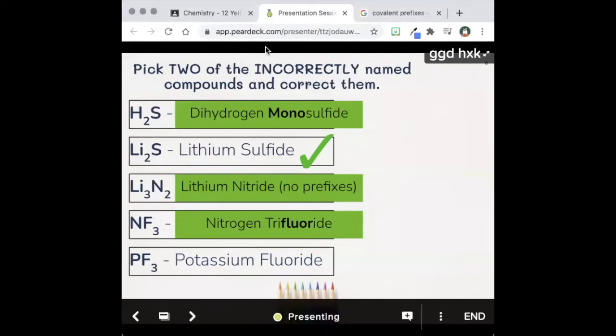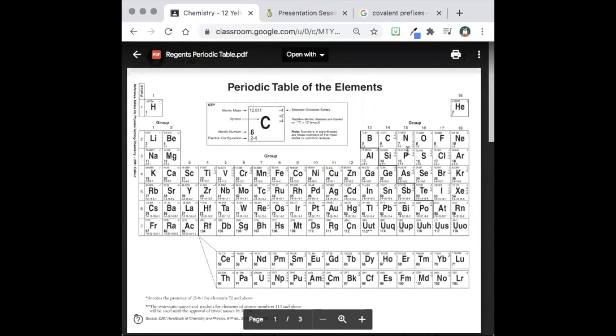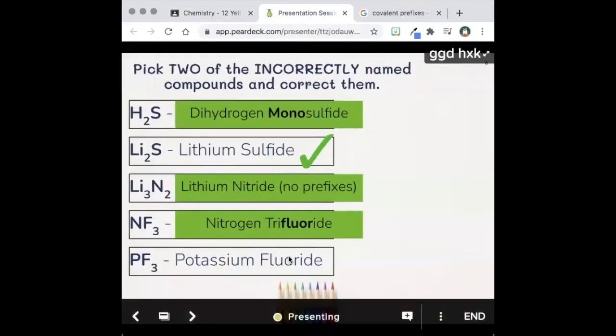And then the last one, my friends. Look at your periodic table. We have P and F, both nonmetals. So a lot of you did correct the ending, which was trifluoride. But what element has the atomic symbol P? Fast. Some people are freaking out in the chat.